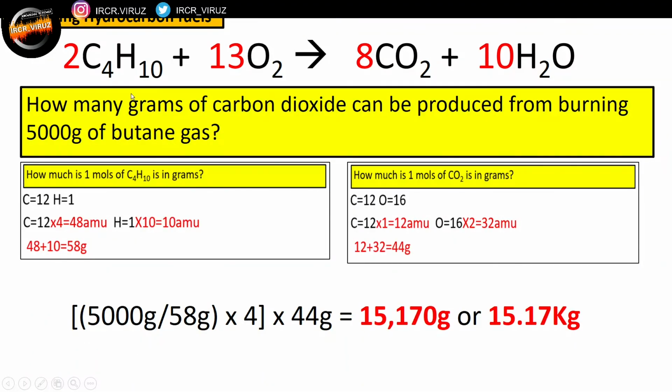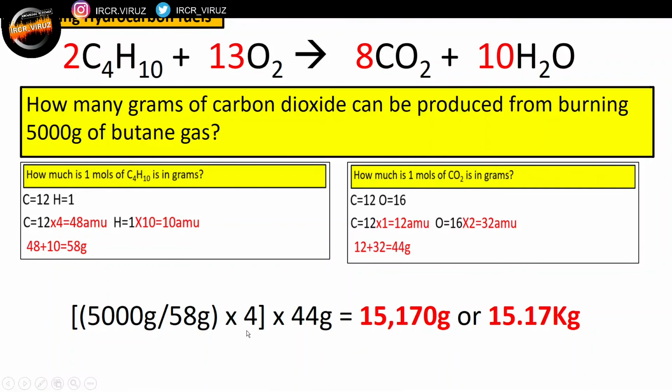Now, how many grams of carbon dioxide can be produced by burning 5,000 grams of butane? Or you can also say 5 kilograms, because you have 1,000 grams in 1 kilogram. Now you're wondering where these numbers are coming from, okay? So 58 grams is that, because 1 mole of butane gas is 58 grams. So if you divide the 5,000 grams by 58, that is the total of moles that you would have, okay?